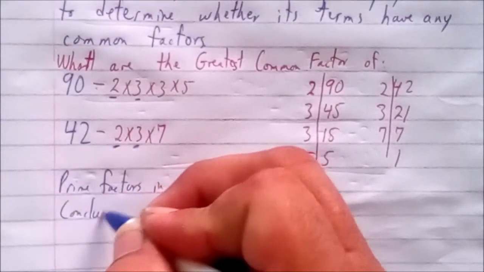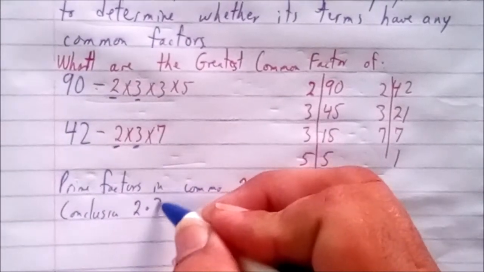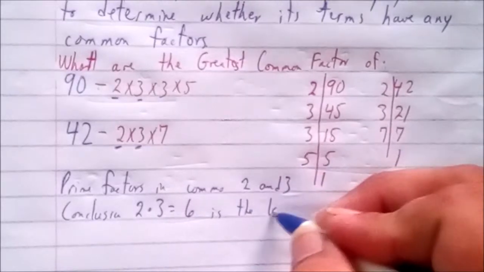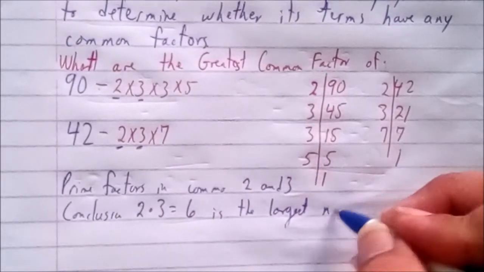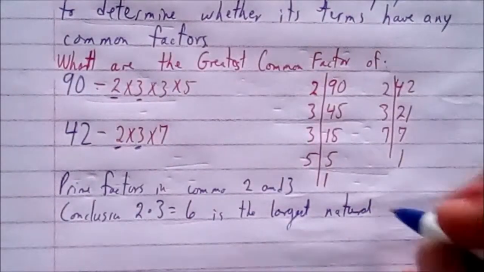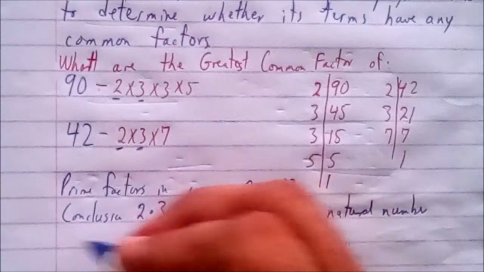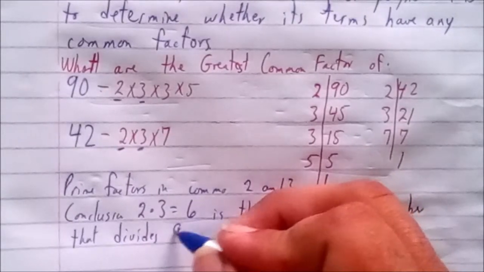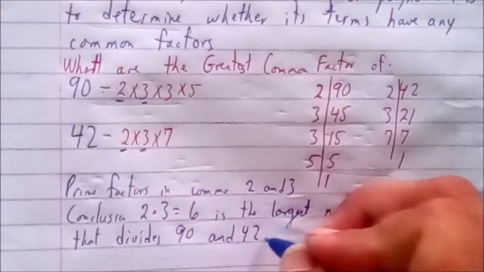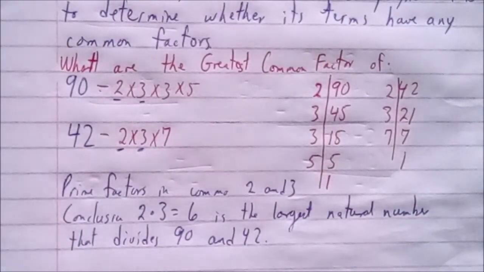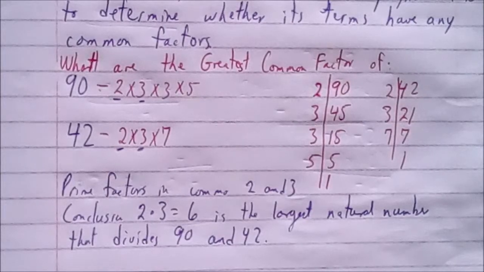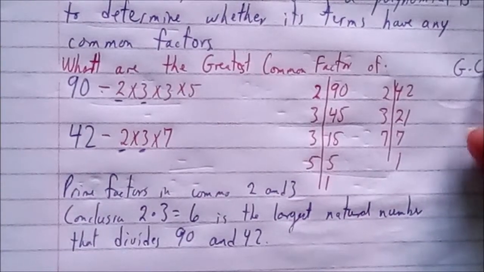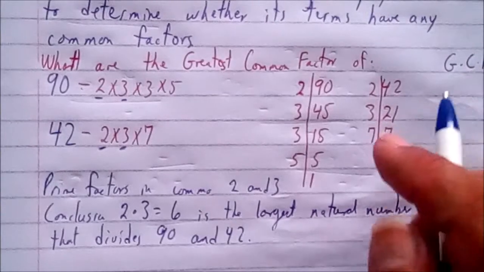So the conclusion is this: 2 times 3 will give us 6, and 6 now is the largest natural number that divides 90 and 42 exactly. And we say that 6 is the greatest common factor, or GCF. So instead of you writing greatest common factor over and over, let's just write GCF. Once you see GCF, it means greatest common factor.